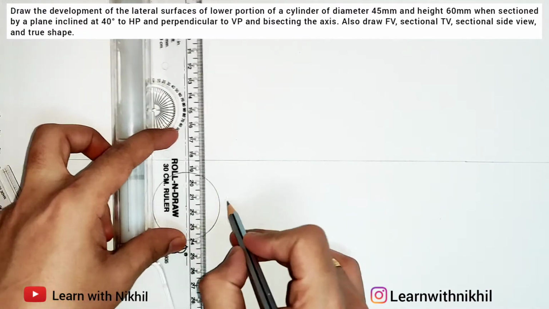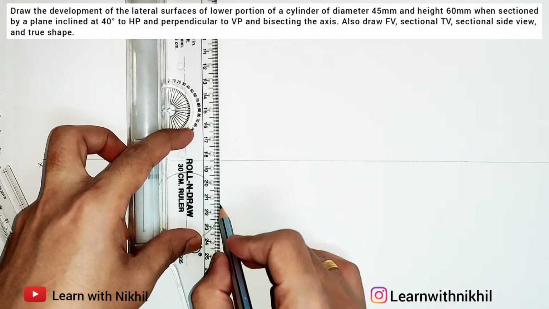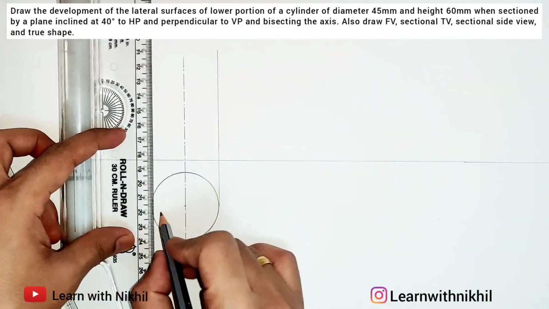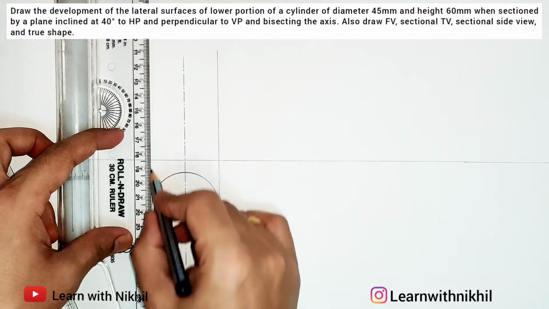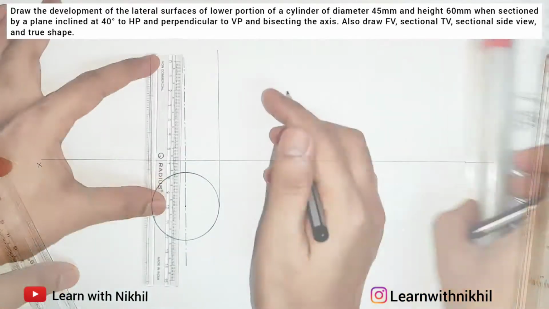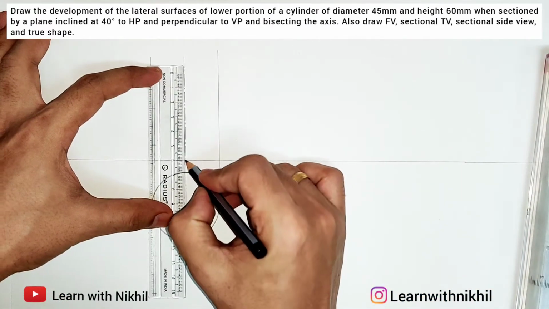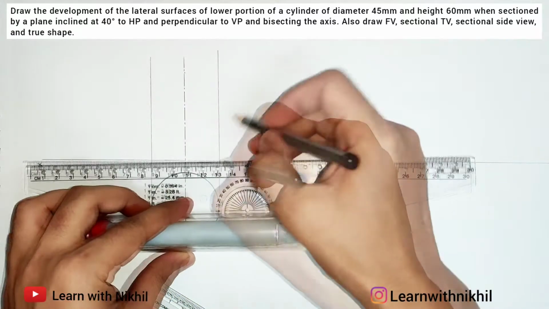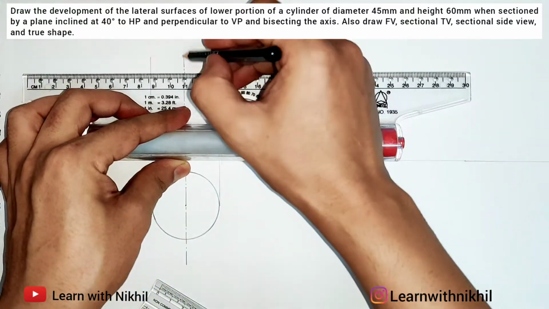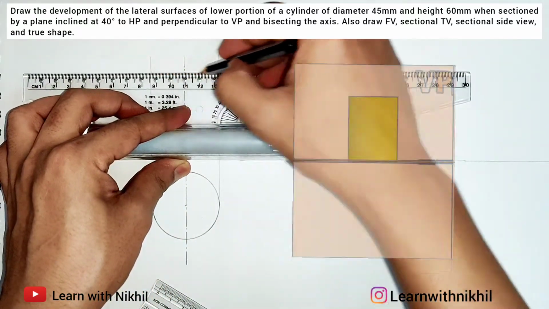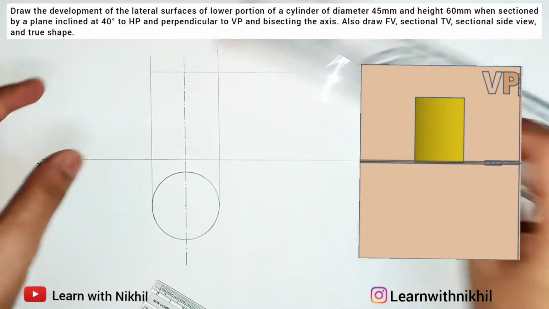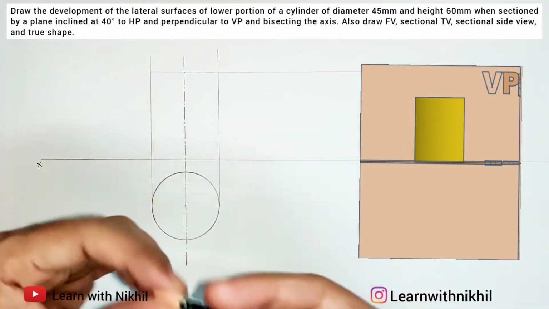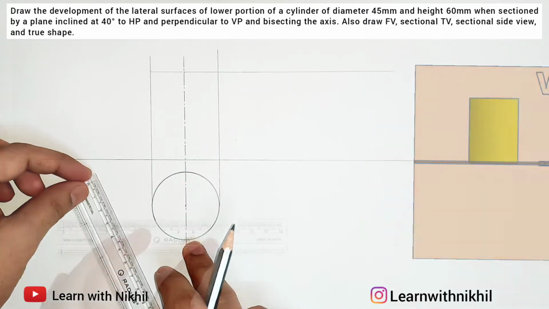Now I'll take the projections of the edges of the circle towards the front view, and as you know the front view of the cylinder will be a rectangle shape. The height of the cylinder given is 60 millimeter, so I have marked a point 60 millimeter above, and through that point I'll draw a straight line. So this will be the front view of the cylinder, which is a rectangle shape.